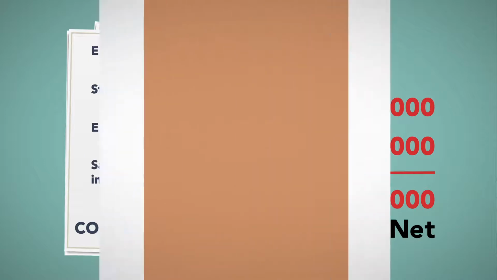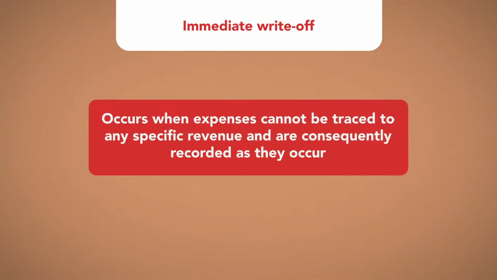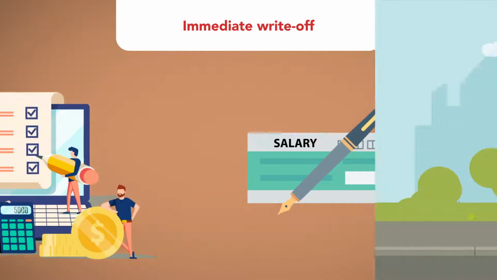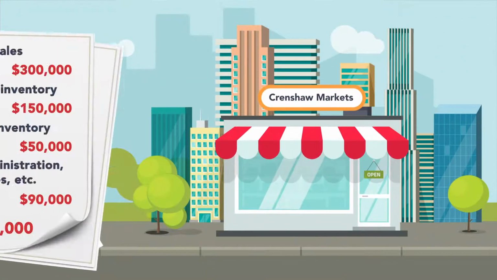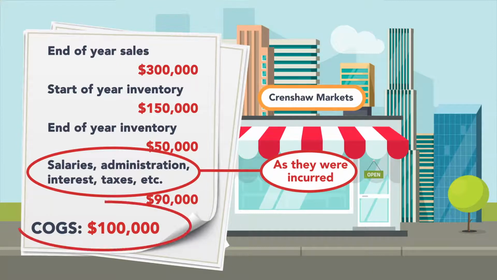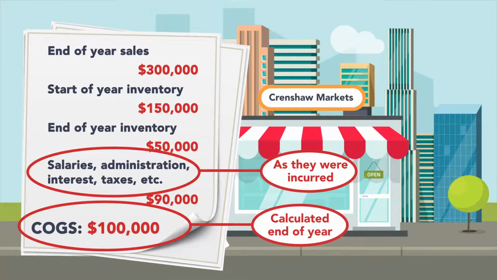Another matching approach is the immediate write-off, which occurs when expenses cannot be traced to any specific revenue and are consequently recorded as they occur. These include salaries and administrative expenses. Note that in our example, Crenshaw recorded its salaries, interest, and other expenses as they were incurred, but its cost of goods sold amount is calculated at the end of the year.